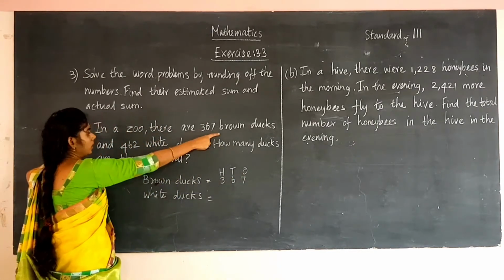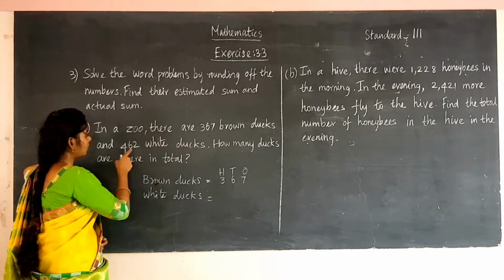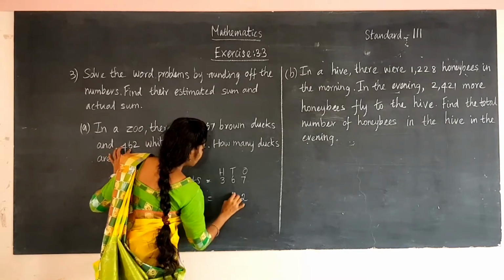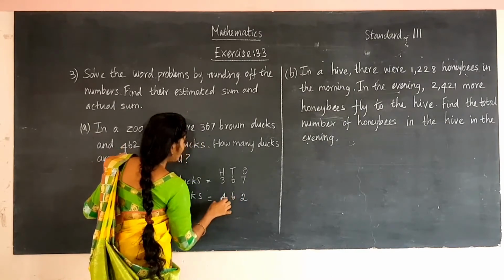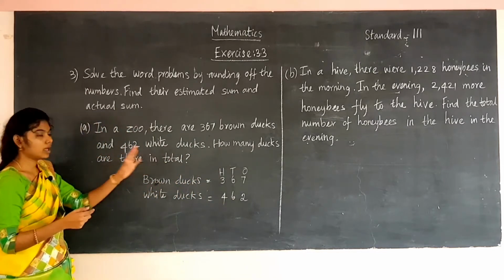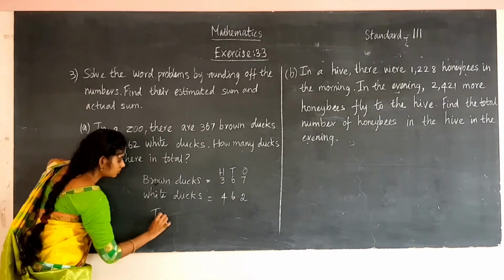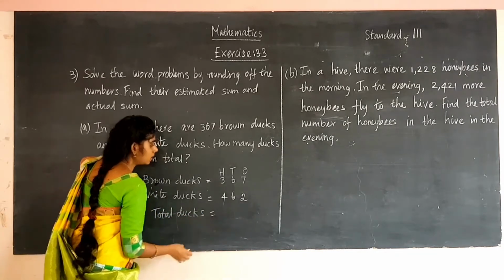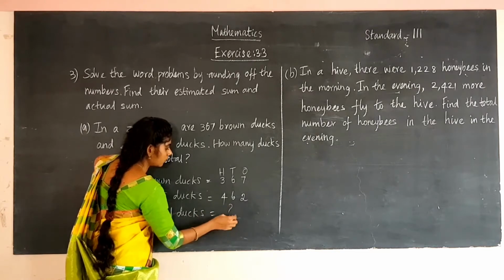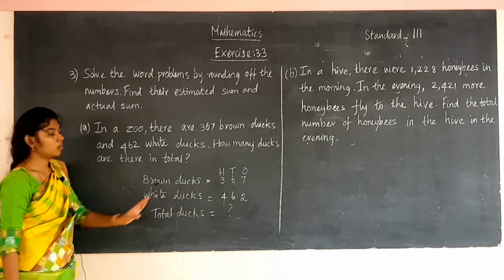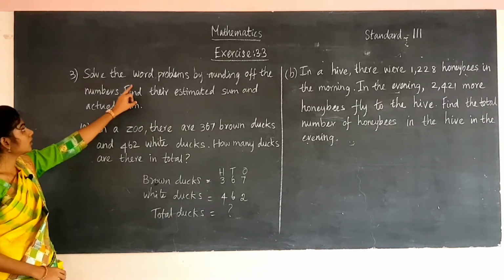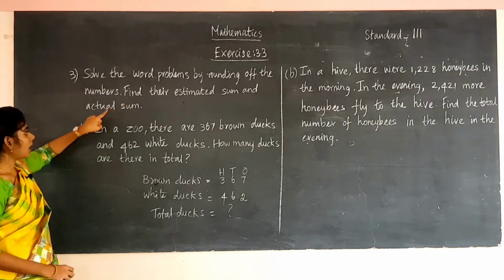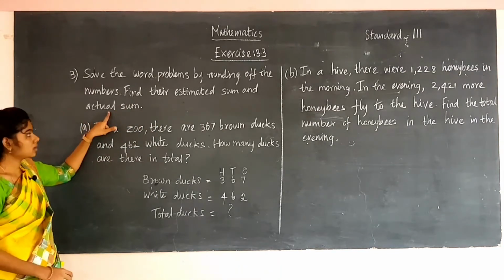This was brown ducks. And then for white ducks, what is the number? 462. So 2 in the ones place, 6 in the tens place and 4 in the hundreds place. So what is the question? How many ducks are there in total? So you have to find the total ducks. What is given in the question? First we have to round off the number and then estimate the sum and then the actual sum. How will you estimate the sum?